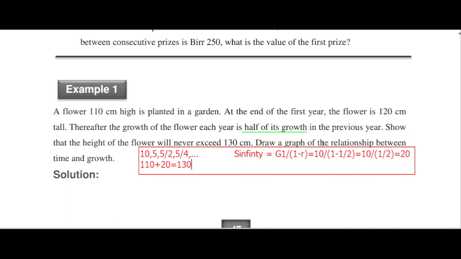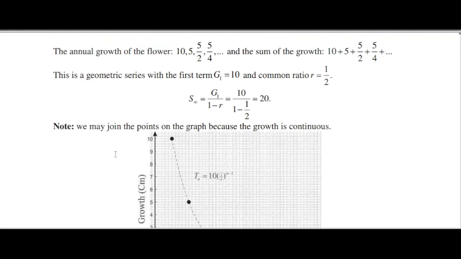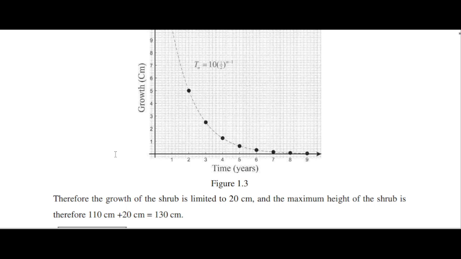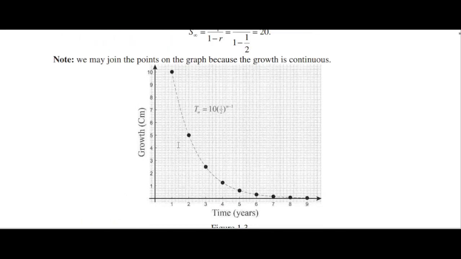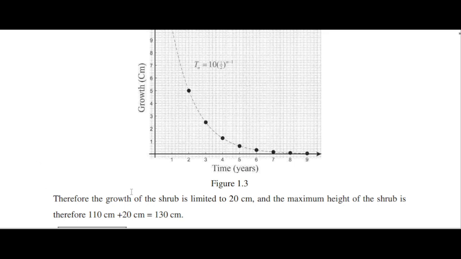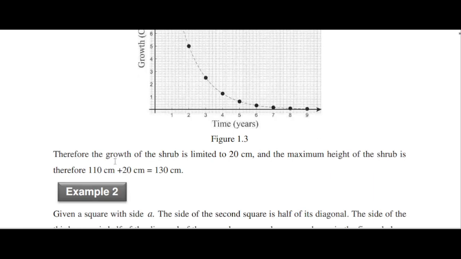Draw a graph of the relationship between time and growth. To sketch this graph in the xy plane, in the x-axis we use time, and for the y-axis we use growth. Let's check the graph. The graph looks like this. Therefore the growth of the shrub is limited to 20 cm, and the maximum height of the shrub is therefore 110 cm plus 20 cm, 130 cm. This is the total height of the shrub.